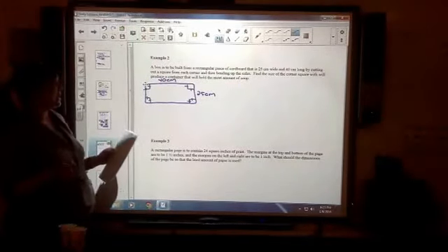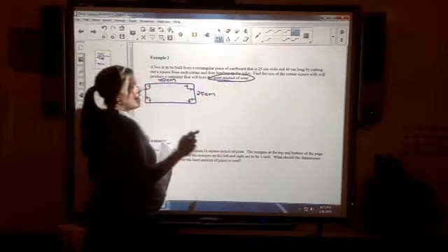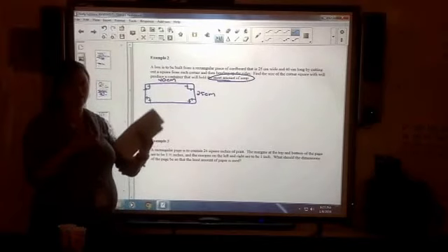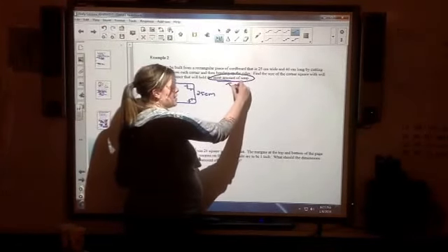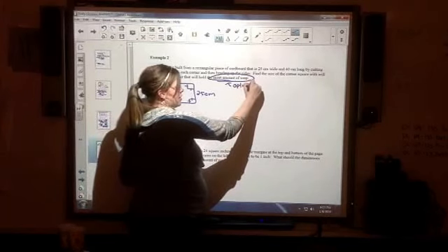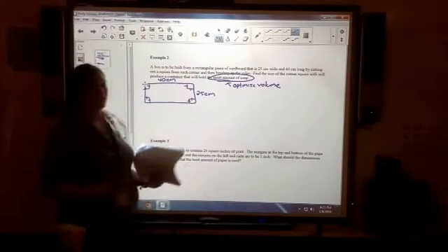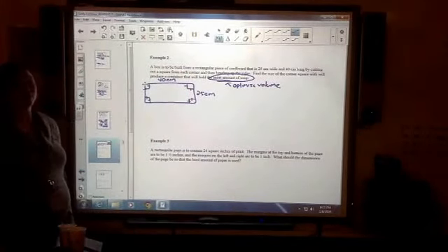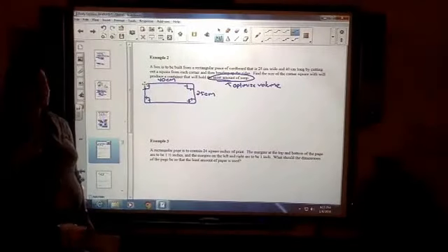This one says the container that will hold the most amount of soup. If you're thinking about an amount of something, an amount of liquid, you should be thinking, I want to optimize volume. And optimizing volume, you can have volume as length times width times height, even for a box that doesn't have a lid.